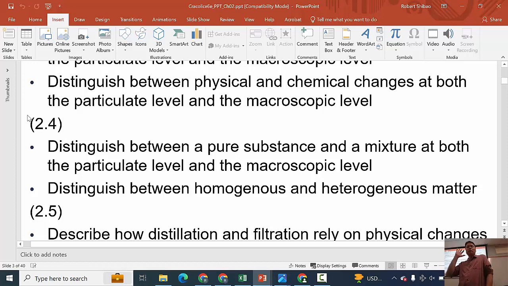So that's what we want to understand at the particulate level. What's happening? How does the substance change? And the answer is that the atoms get rearranged. All the atoms are still there, because we have a conservation of mass, which says what? The law of conservation of mass says.